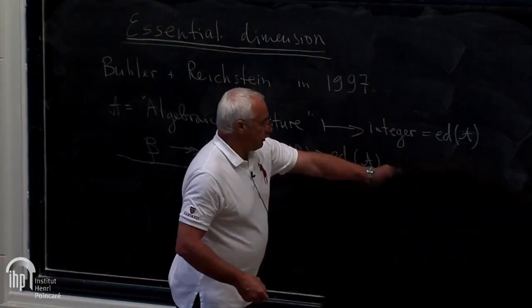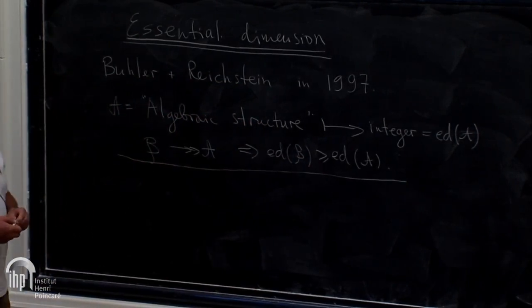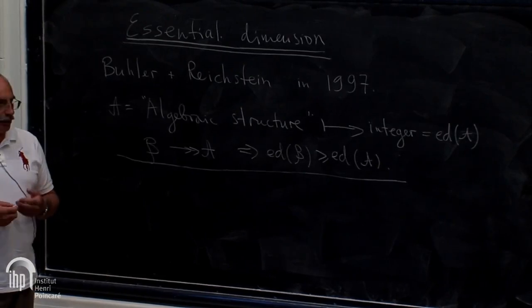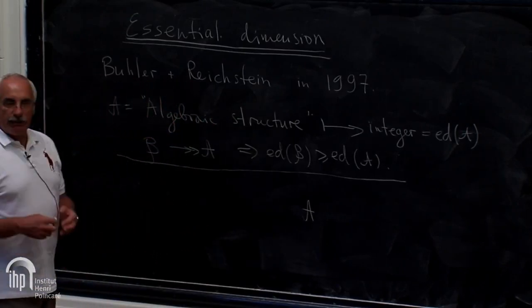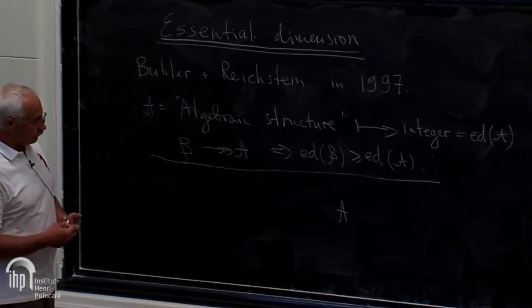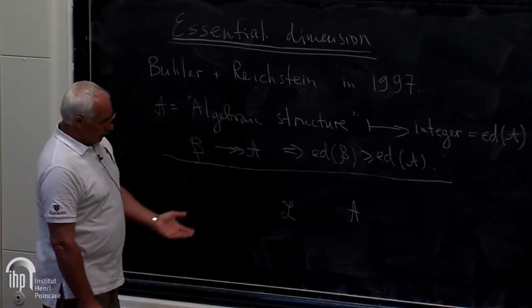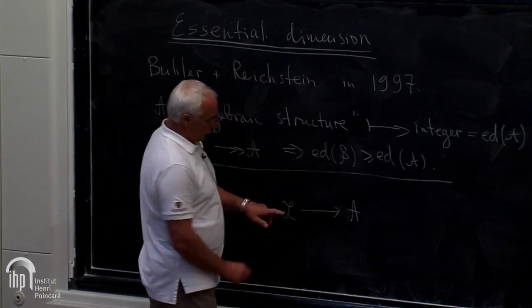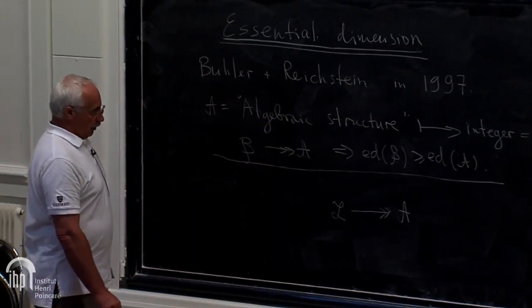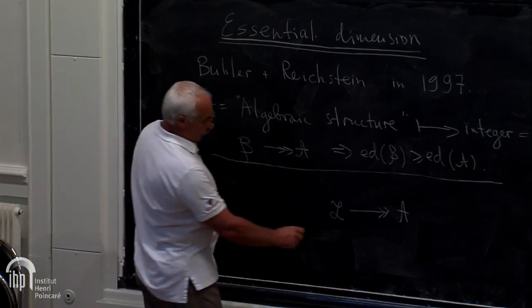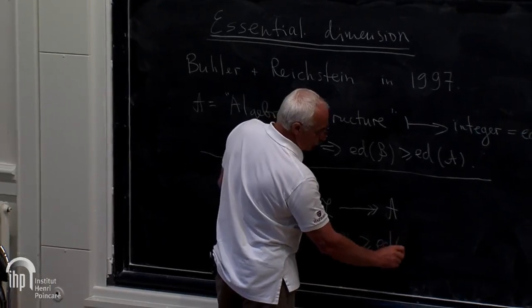Well, one of the possible applications of essential dimension is as follows. When you want to classify objects of a certain type, suppose we want to classify objects of type A, you make a list of possible objects in A, L, and the classification statement is a map from the list to A, and this is surjective if this classification is correct. So in particular, we have the inequality: essential dimension of L is greater or equal to the essential dimension of A.